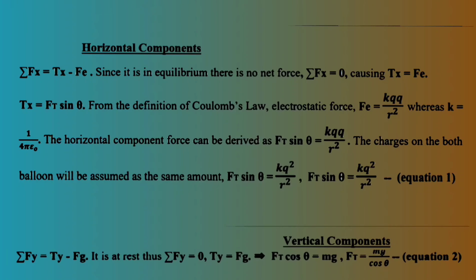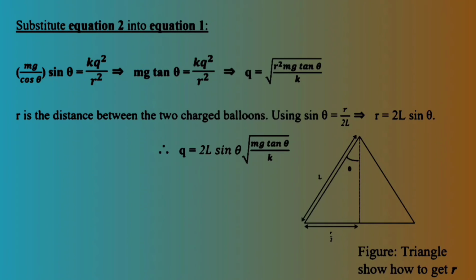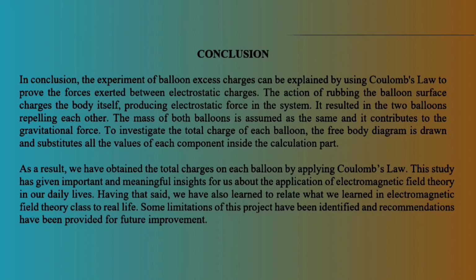From the previous observations, we get equation 1 from the horizontal components and equation 2 from the vertical components. Now if we substitute equation 2 into equation 1, we get the equation for the magnitude of charge Q. In conclusion, the experiment of balloon excess charges can be explained by using Coulomb's law to prove the forces exerted between electrostatic charges. The action of rubbing the balloon surface charges the body itself, producing electrostatic force in the system. It resulted in the two balloons repelling each other. The mass of both balloons is assumed to be the same and it contributes to the gravitational force. To investigate the total charge of each balloon, the free body diagram is drawn and all the values of each component are substituted inside the calculation part.